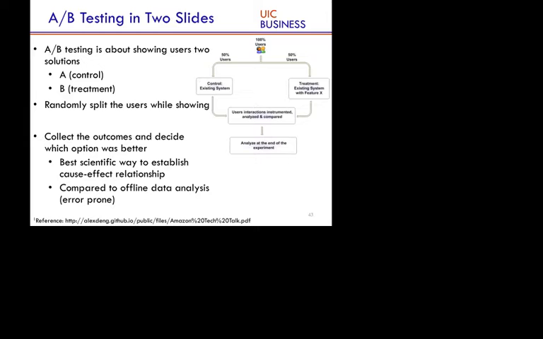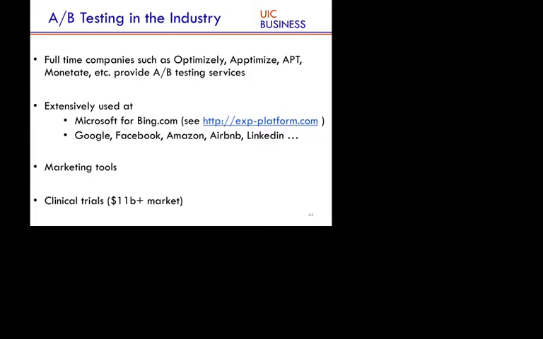So in terms of the interestingness of this particular technique, there are full-time companies you might have heard of which actually do A/B testing, right? There's Optimizely. Many websites that you visit actually load their particular JavaScript as well. So there's Optimizely, Optimize, APT, and others who provide A/B testing. It's also used extensively at Microsoft for Bing.com, which is extensively documented at this website.